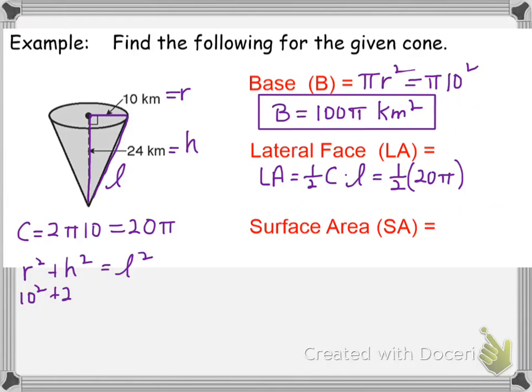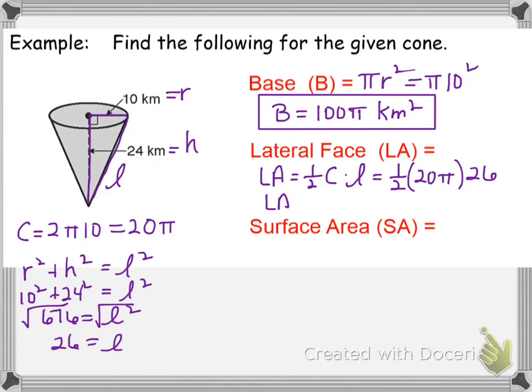So you have r squared plus h squared equals L squared. So substituting in your values, your radius is 10 squared, plus your height of 24 squared equals your L squared. 10 squared plus 24 squared is 676, which is your L squared. But again, we need just the L, so we have to square root both sides. So square rooting 676 is giving us 26 for your slant height.